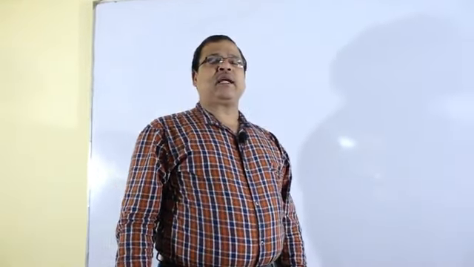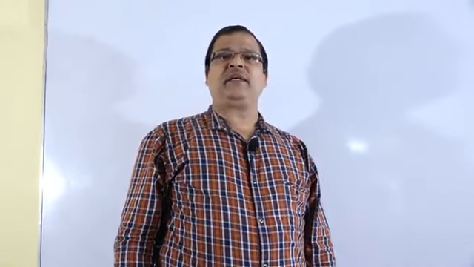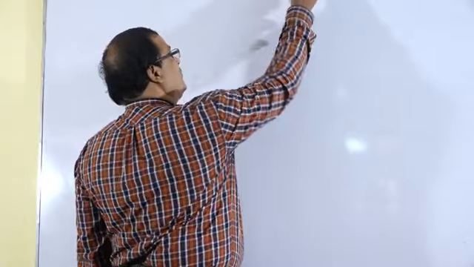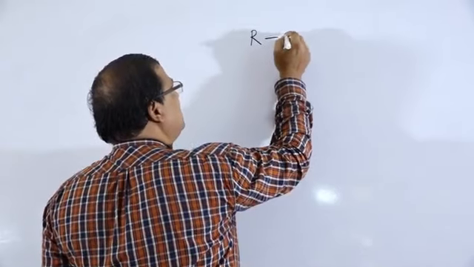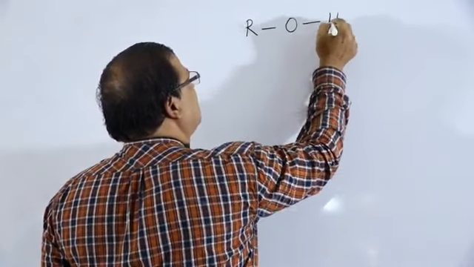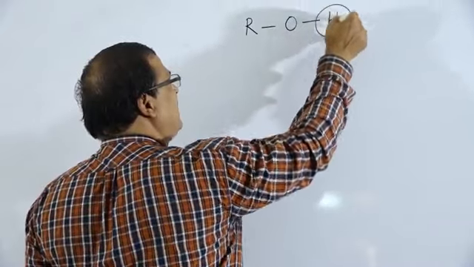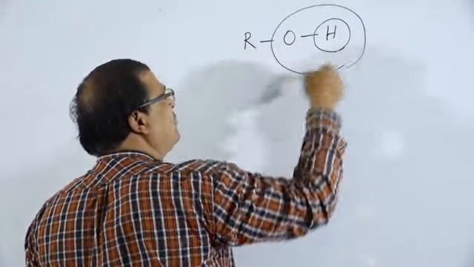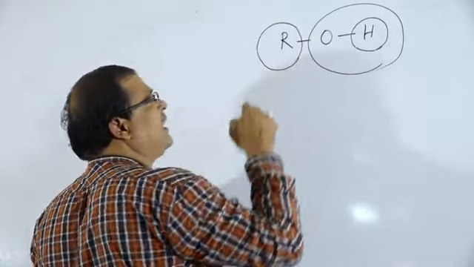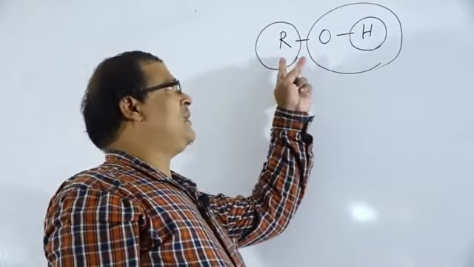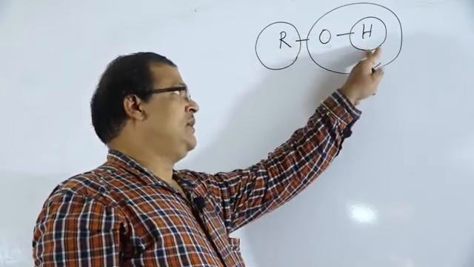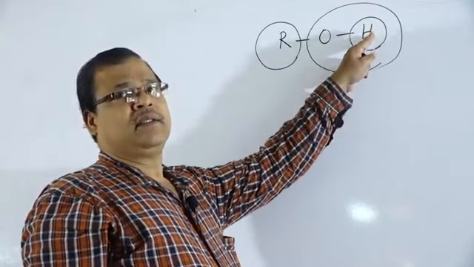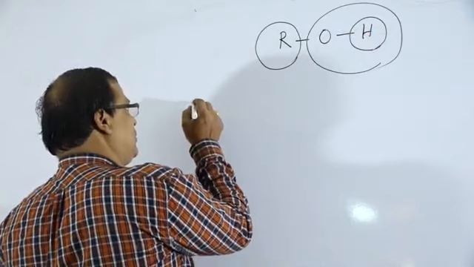Dear students, today we will start the different chemical properties of the alcohols, that is, reactions due to the H part, OH part and R part. So we have written that alcohol has the general formula R-O-H. Some reactions will be shown by the H part, some by the OH part, and some by the R part. We will discuss one by one the different properties of alcohols, first the reactions due to the H part.